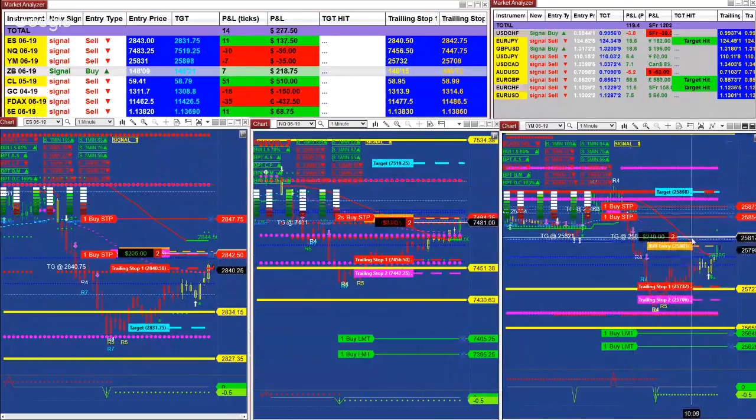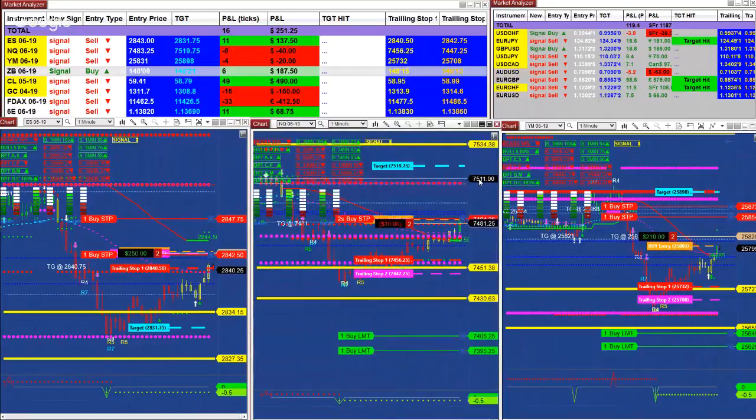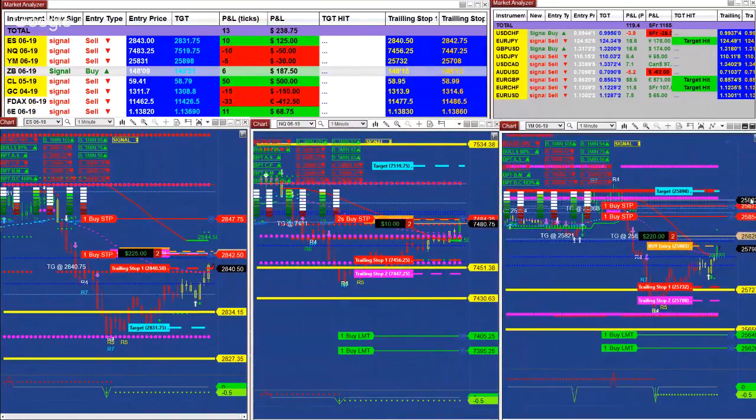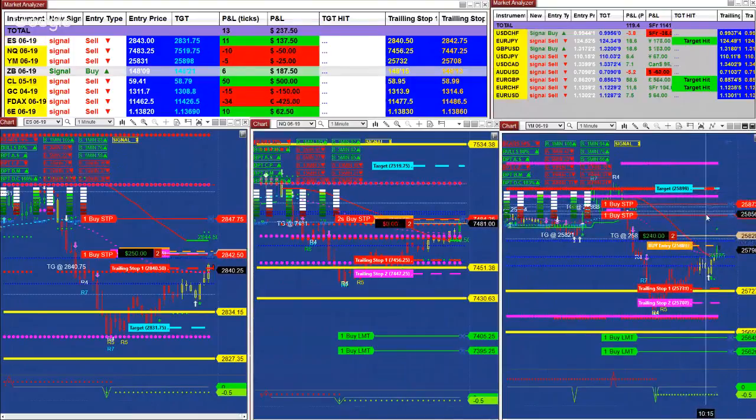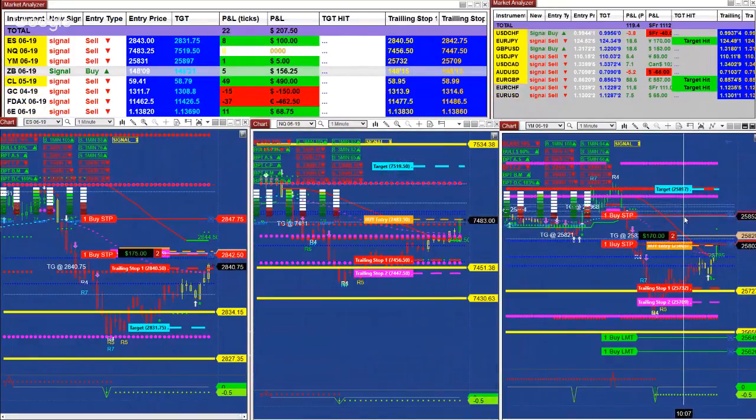We have a buy entry, and do we have a buy? No, we're still on the sell entry. I'm sorry. We do have a new signal. I haven't closed it yet. We do have a buy entry signal on the YM.